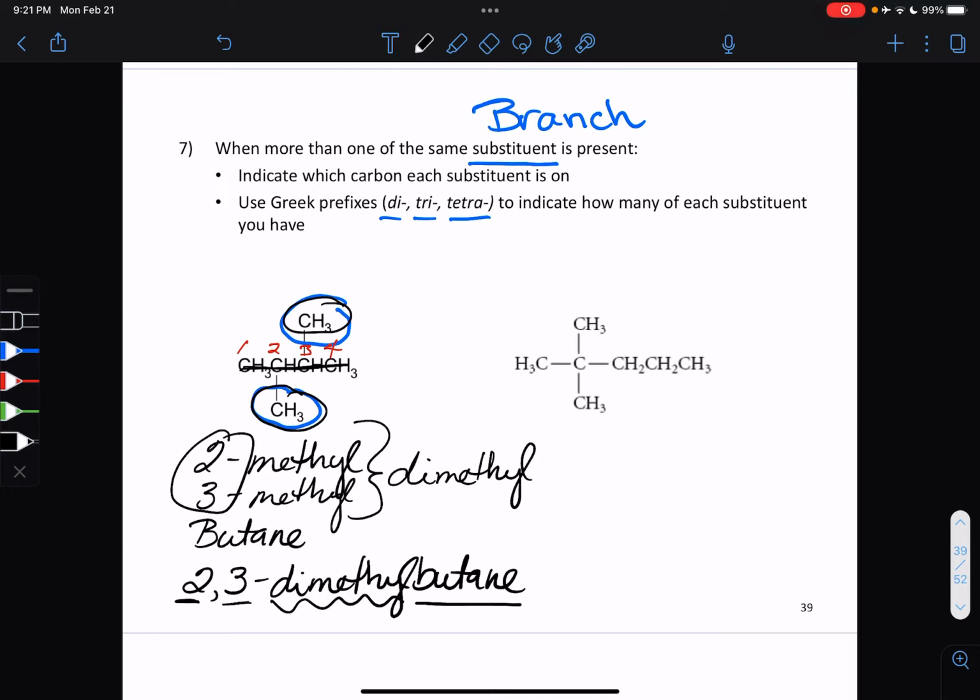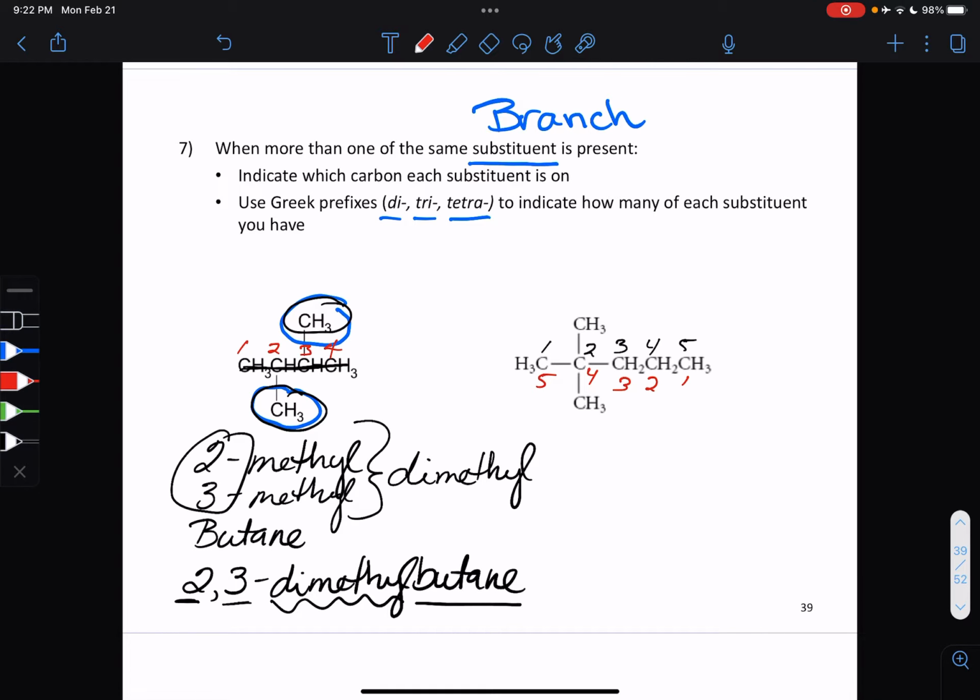Okay, moving on to the one on the right. So what we'll do is we'll number left to right and see that we have a 5-carbon chain. And if we tried to number differently, we would have maybe a 3-carbon chain. So we don't want to do that because 5 is longer than 3. And what if we numbered backwards? Well, we'd have 1, 2, 3, 4, 5. So you'd have another 5-carbon chain.